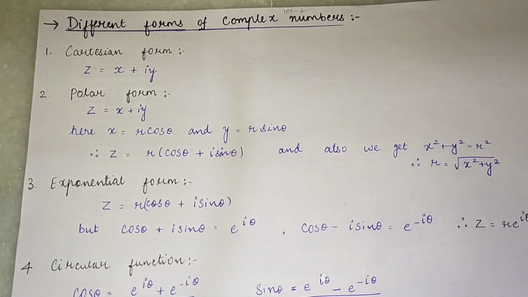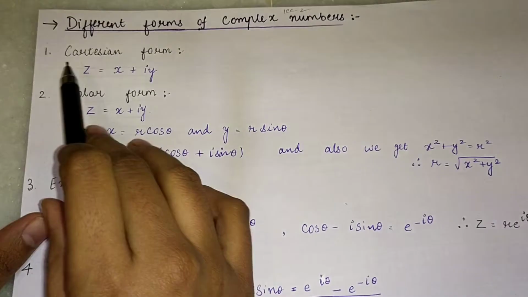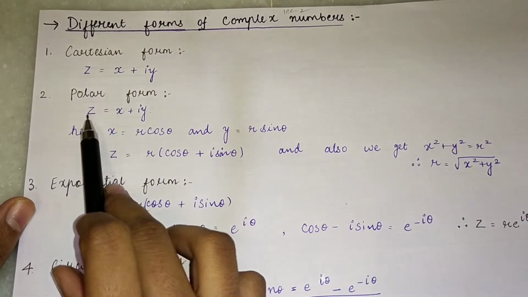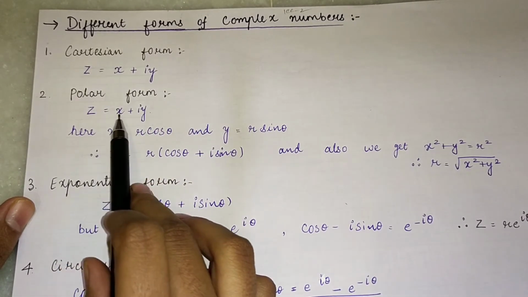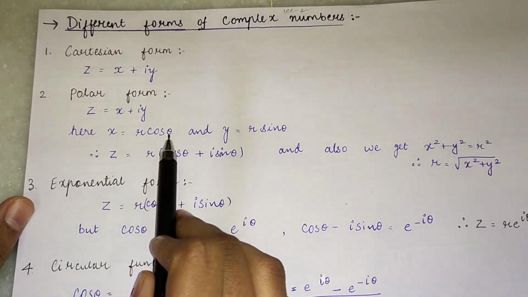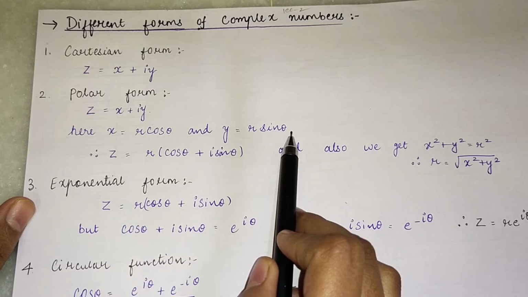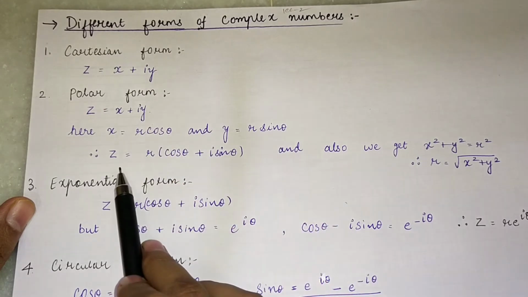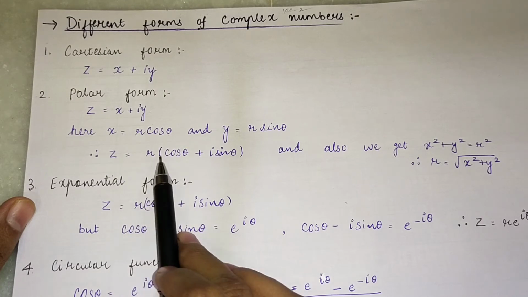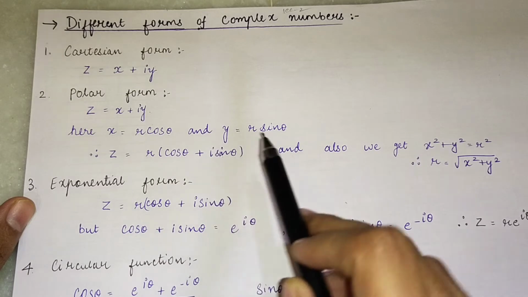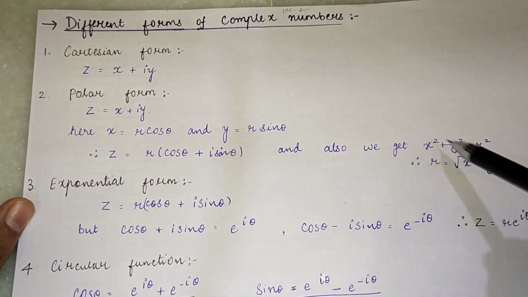So in Cartesian form, z is always equivalent to x plus iy. In polar form, whenever z is equal to x plus iy, you have to substitute x equal to r cos theta and y equal to r sin theta. If we substitute these values in this equation, then we can take r common and get z equal to r(cos theta plus i sin theta). And also we get x square plus y square equal to r square.